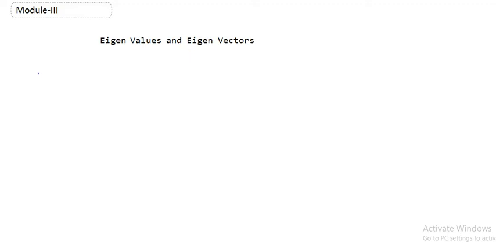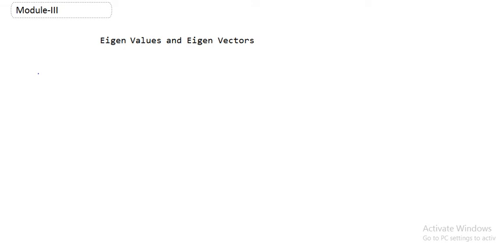Hello and welcome back. In my last video I talked about how to find the characteristic equation of a given square matrix. Today we are going to find the eigenvalues and eigenvectors of a given matrix by using the characteristic equation of the matrix. So by using the characteristic equation, we are going to find the eigenvalues of a matrix first. Then using the eigenvalues we are going to find the eigenvectors of the matrix.